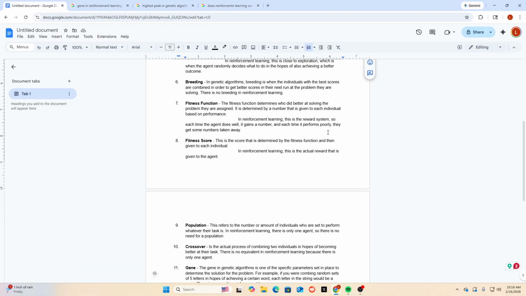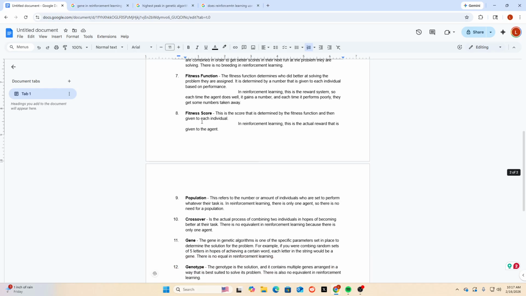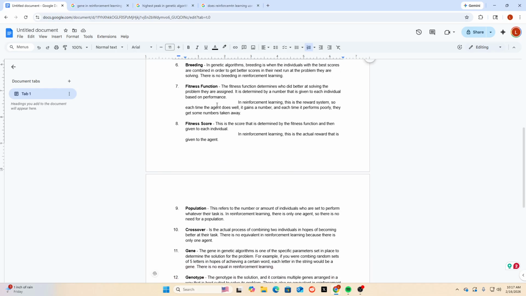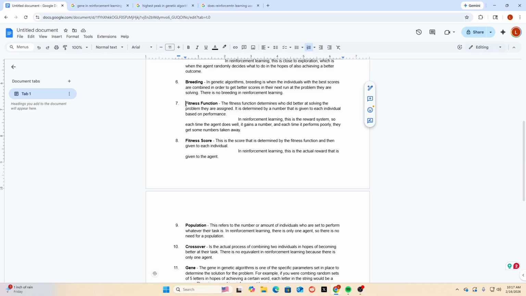Up next is the fitness function, and this will determine if the individual gets a higher score or not. So if there's a goal position that the individual needs to get to at the end of every run or whatever, they would get assigned a point based on how close they are to the goal position. And then the fitness score, this is the actual score that is determined by the fitness function. So this gets run, and then they're given the fitness score.